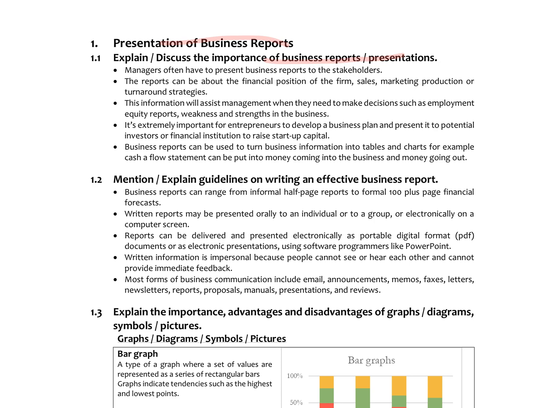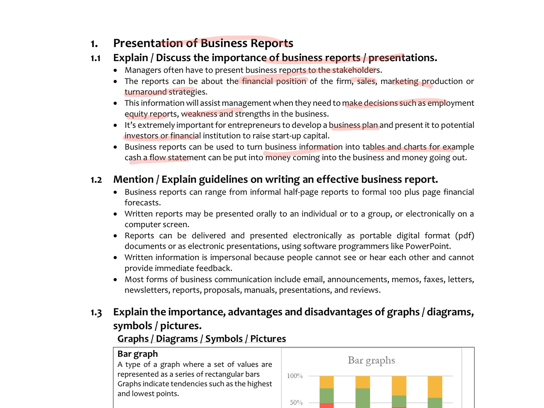It starts with, they say, managers often have to present business reports to the stakeholders. The reports can be about the financial position of the firm, sales, marketing, production, or turnaround strategies. This information will assist management when they need to make decisions, such as employment equity reports, weaknesses, and strength of the business. It is extremely important for entrepreneurs to develop a business plan and present it to potential investors or financial institutions to raise startup capital. Business reports can be used to turn business information into tables and charts, for example, cash flow statements, etc.